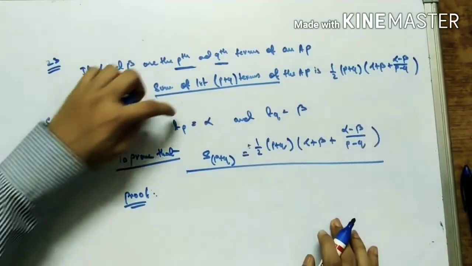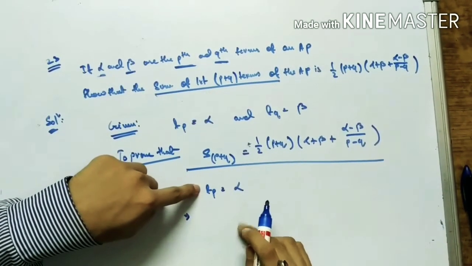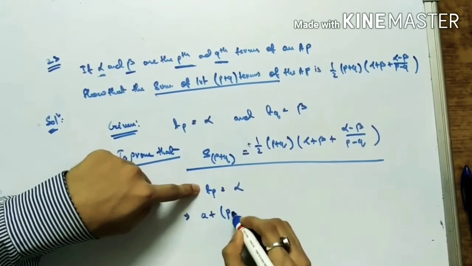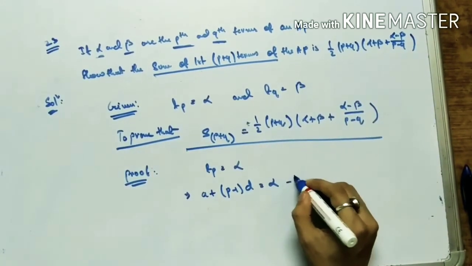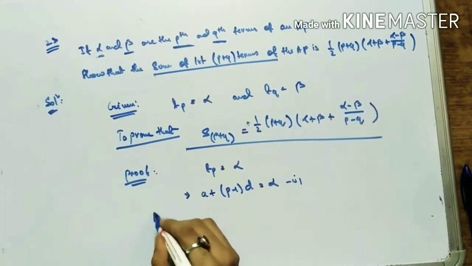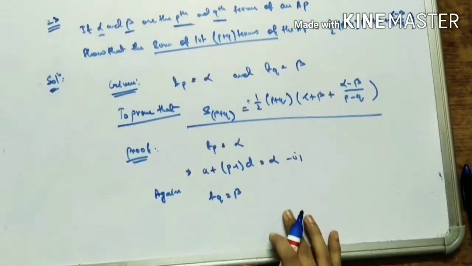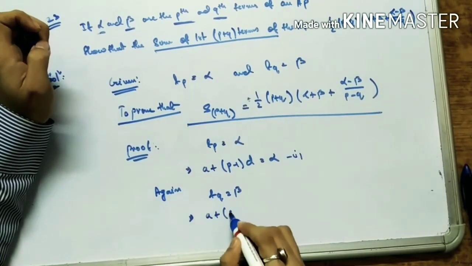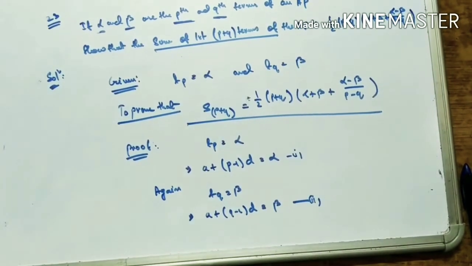First of all, I will write Tp is equal to alpha. This is the pth term of an AP. So the pth term of an AP, how can I write? a plus (p minus 1)d is equal to alpha, and this will be our equation 1. And again, Tq is equal to beta given. So this is the qth term of an AP. I can write a plus (q minus 1)d is equal to beta. And this is our equation 2.